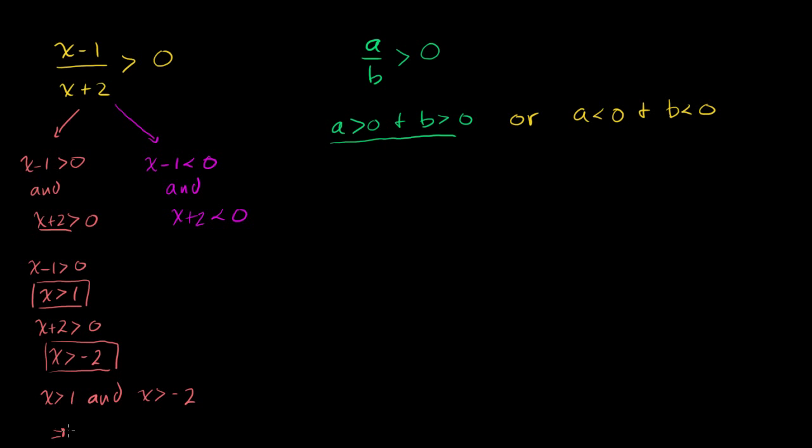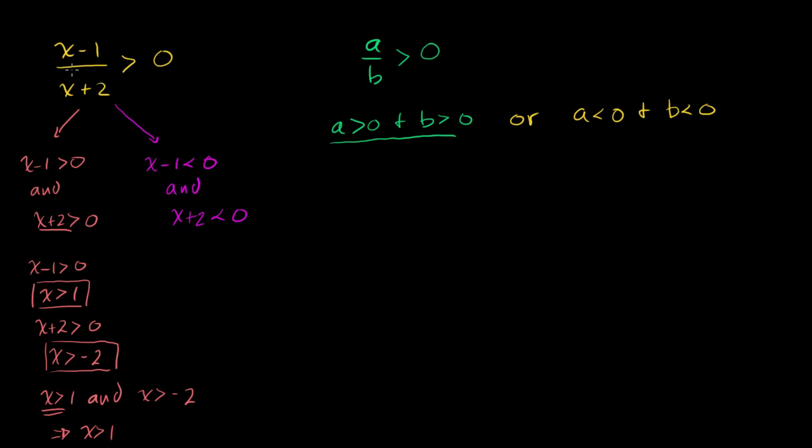So this whole chain of thought where I'm saying the numerator and the denominator are greater than 0, that's only going to happen if x is greater than 1. Because if x is greater than 1, then x is definitely going to be greater than negative 2, right? Any number greater than 1 is definitely greater than negative 2. So that's one situation in which this equation holds true. And we could even try it out.